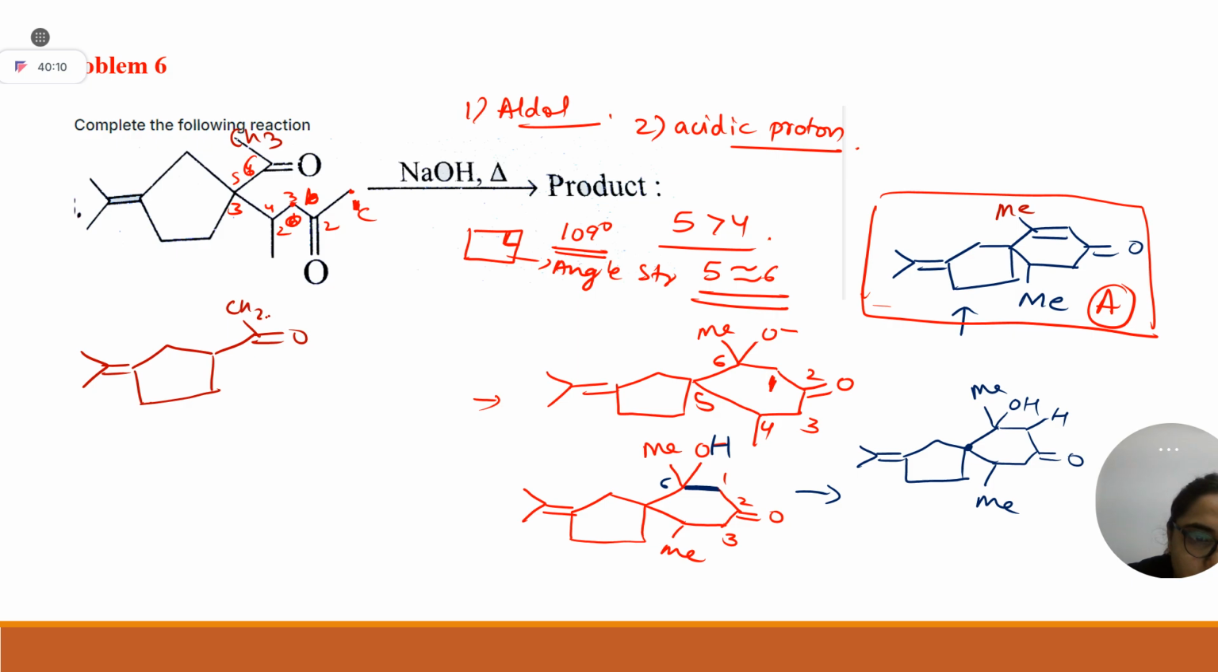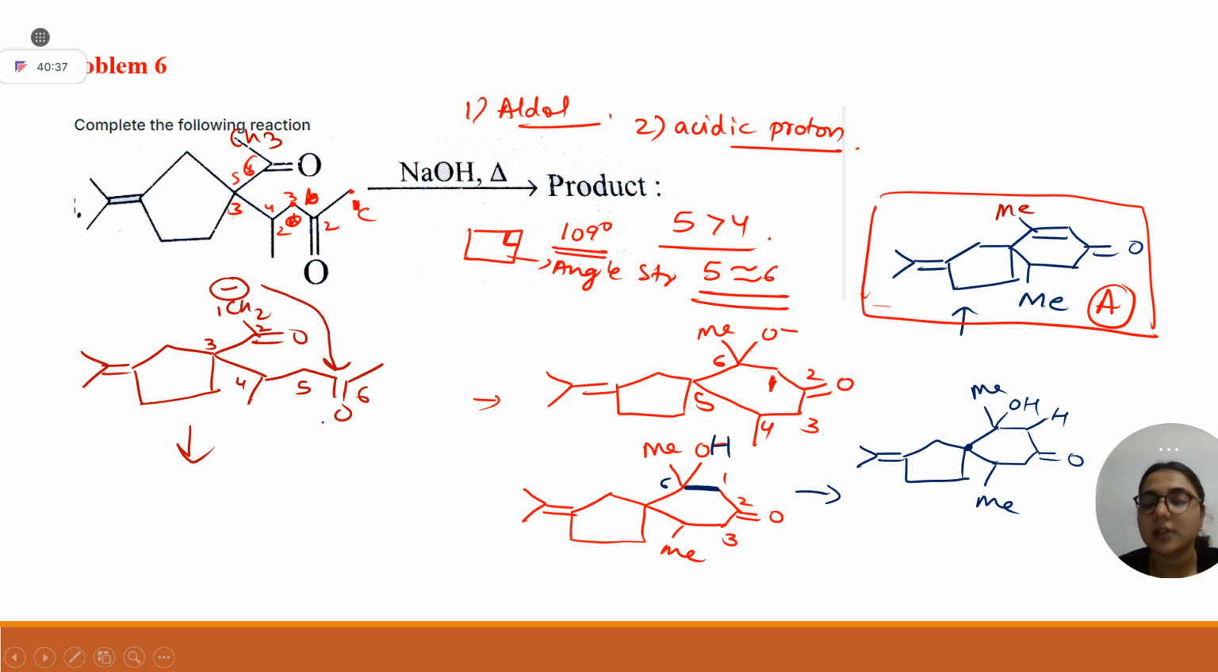it will abstract a proton from this carbon and make a carbanion here. Before I draw this, draw in your copy and you will get confidence over it. Now just do simple numbering: 1, 2, 3, 4, 5, 6. And attack this carbanion onto this carbonyl. In enolate chemistry, aldol type of reaction, you just have to make the carbanion and attack the carbonyl group. That's all. Your job will be done.